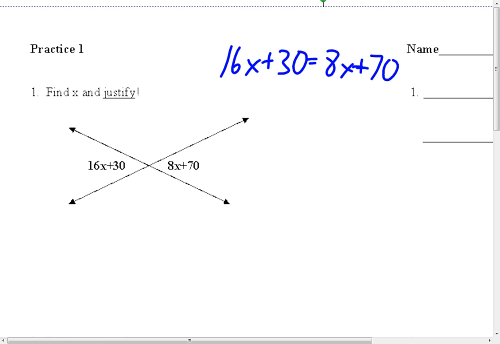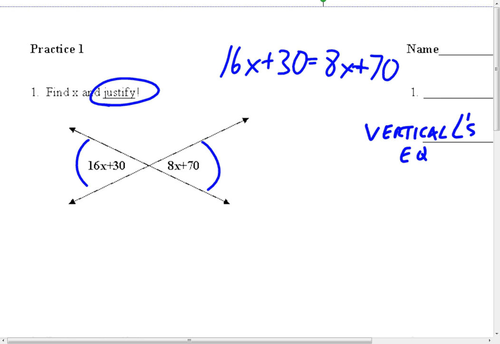How did you know that this was equal to this? Because of the... So when the problem says justify, you're actually doing that first. So even though it's second in the instructions, that's actually the first thing that I would write down. Vertical angles equal. You could write down vertical angle pair, vertical angles equal. All of those would qualify as a justification.